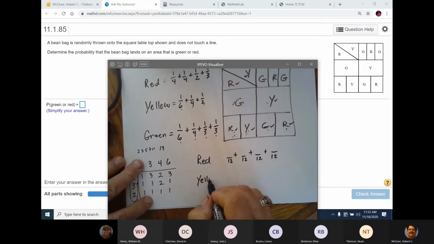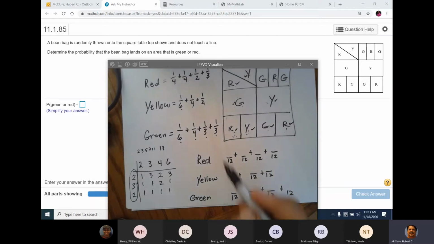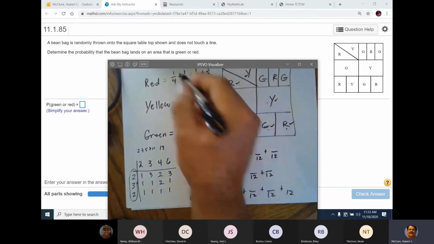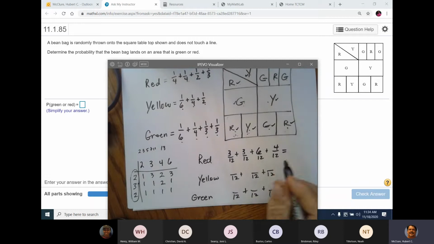Yellow, 12, 12, 12, and green, 12, 12, 12, 12. All right, 4 will go into 12. 3 times 1 is 3, and that would be a 3 there also. 2 will go into 12. 6 times 1 is 6. And 3 will go into 12. 4 times 1 is 4. 6 and 4 is 10. 16 over 12.